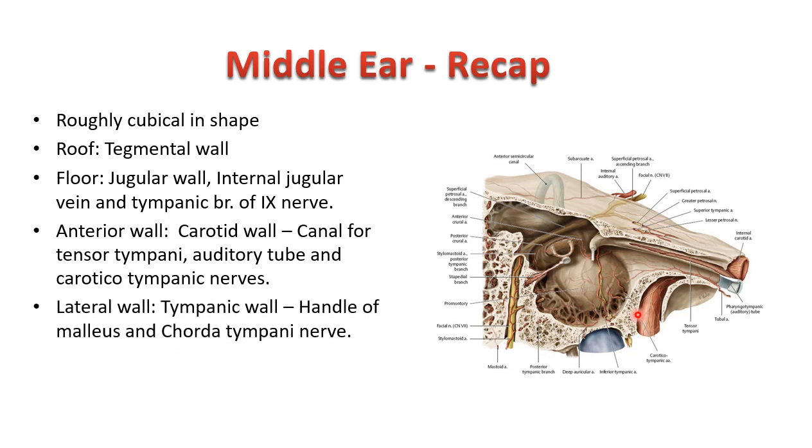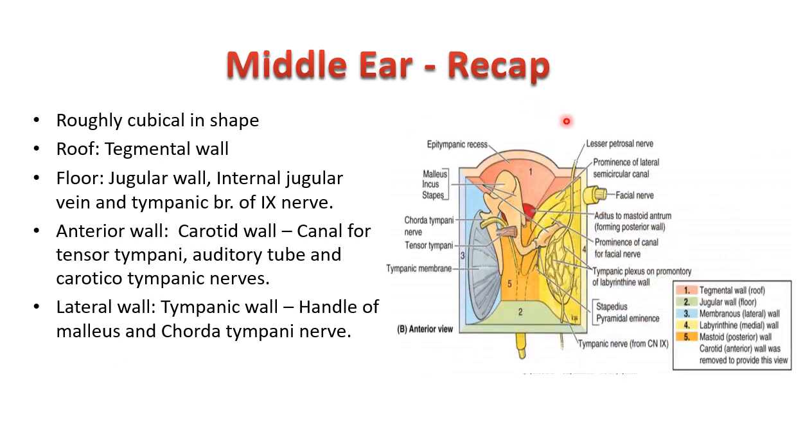Then the lateral wall, which we have discussed in detail, is the tympanic wall, which consists of the tympanic membrane. On the medial aspect of the tympanic membrane, what is attached is the handle of the malleus, and what passes medial to the handle of malleus is the chorda tympani branch of the facial nerve. The structure and various parts of the tympanic membrane we have also discussed in detail.